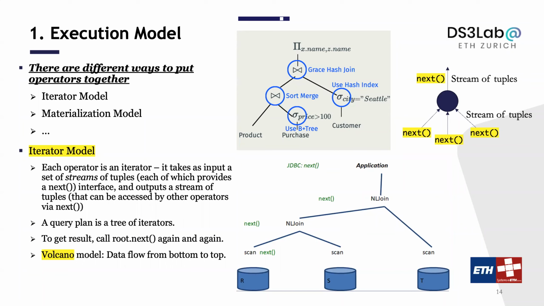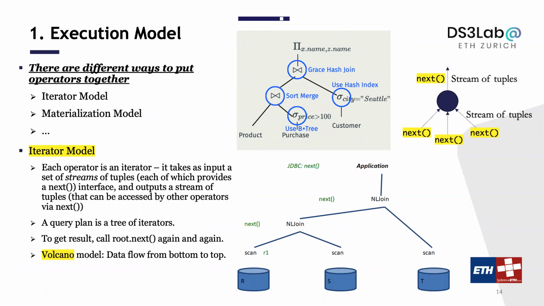Which is going to call the next function of the scan operator over R, right? So you reach the bottom, and then this operator is going to bring one tuple in the stream to you, for example, R1. Because I'm doing nested loop join, the second nested loop join operator is then going to sequentially scan S.